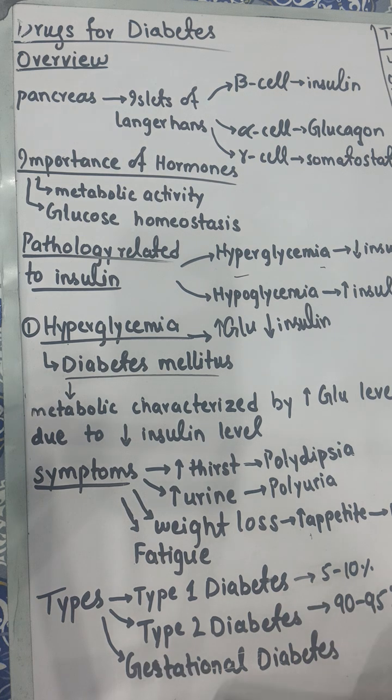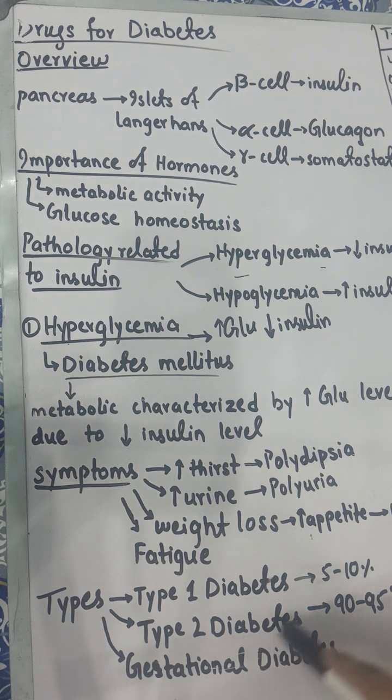There are three types of diabetes: type 1, type 2, and gestational diabetes. In the previous classes you discussed only two types of diabetes, type 1 and type 2. Now we will also discuss type 3 in this lecture. Type 1 diabetes occurs in only about 5 to 10% of cases, so it is rare and very less common. But type 2 diabetes occurs in 90 to 95% of the population.